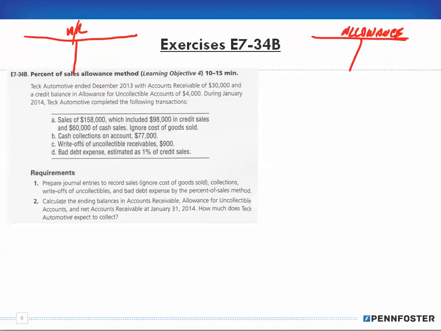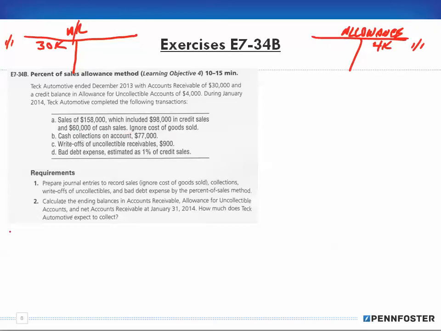So it ended December 31st with accounts receivable of $30,000. So my beginning balance is $30,000 on January 1st, right? And a credit balance in the allowance for uncollectible accounts of $4,000. That's my beginning balances. Now they completed these transactions. All right, so sales of $158,000, which included $98,000 in credit sales and $60,000 of cash sales. Ignore cost of goods sold.